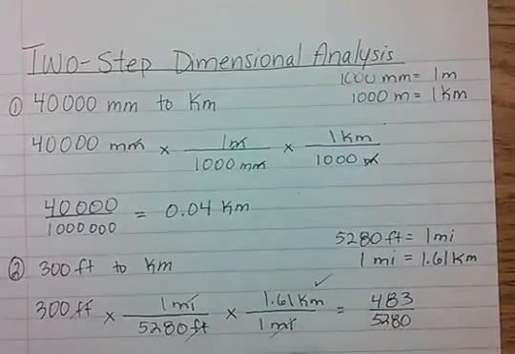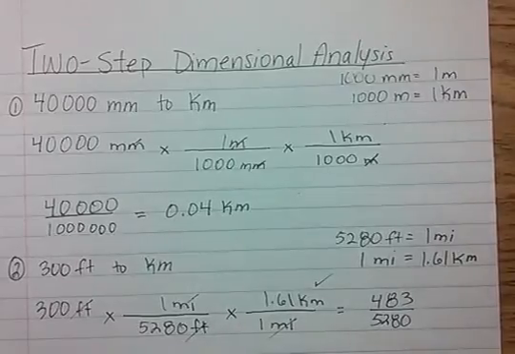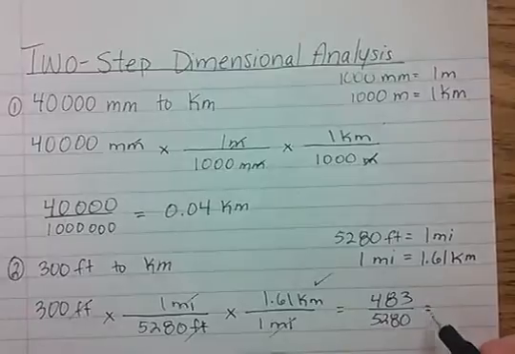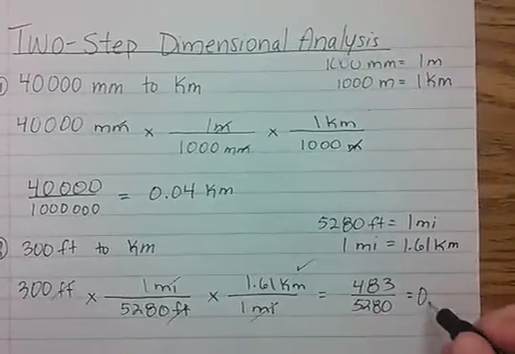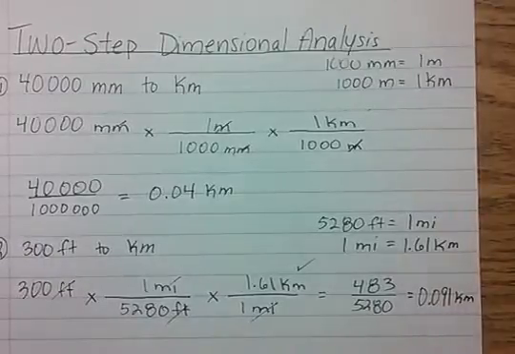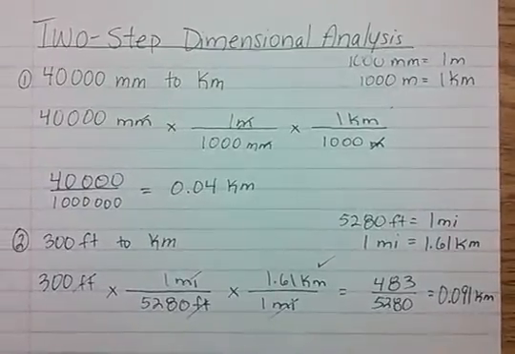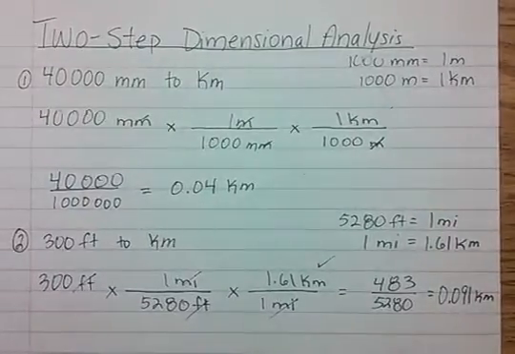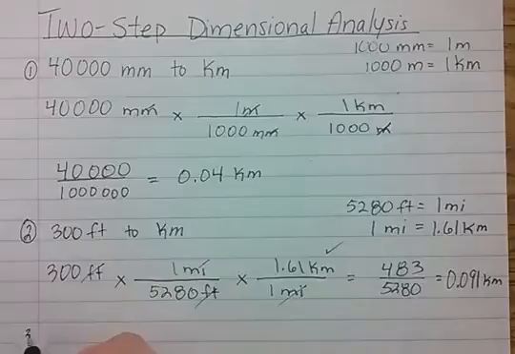So that goes on the bottom here. Then you do 483 divided by 5,280. And you should get 0.091 kilometers. Third problem is going to be a little bit trickier.